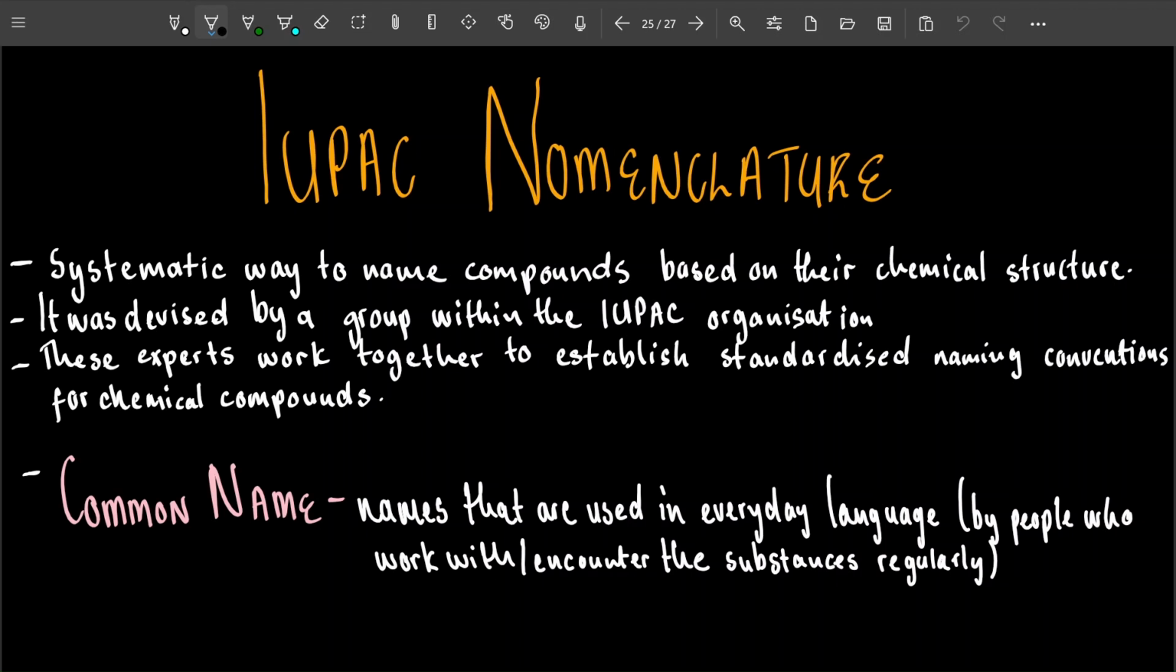I'm going to go through my slides or my notes now. In this video, I'm not going to do much writing. Most of it is just going through what I've written down for you, just to give you a background of what you're going to be doing in the whole thing. So here it is. IUPAC nomenclature. This is a systematic way to name compounds. And this was devised based on the chemical structure of compounds.